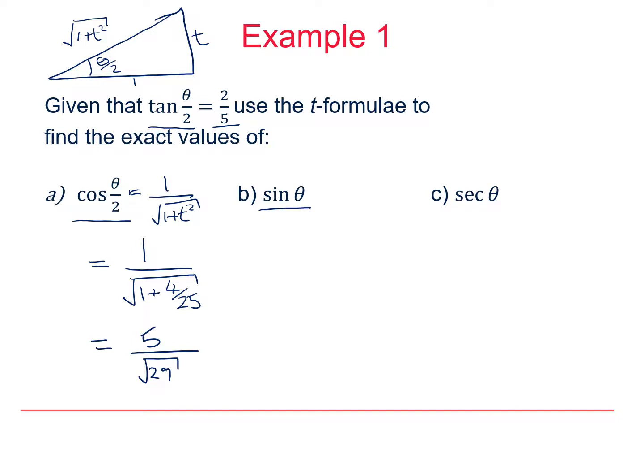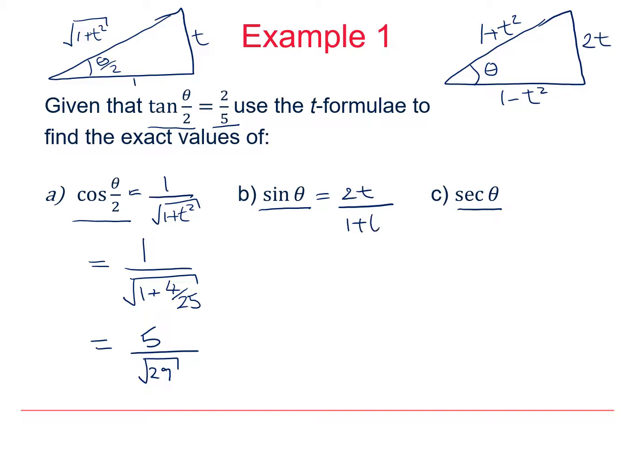In the second and third part, we're asked for trig functions of theta. So I'm going to need a different triangle this time to help me work out what they should be. And I've got an acute angle of theta. And the hypotenuse is going to be 1 plus t squared. The opposite is 2t. And the adjacent is 1 minus t squared. So now I've set up that triangle, I can work out what sine theta is going to be. So sine theta is going to be 2t over 1 plus t squared.